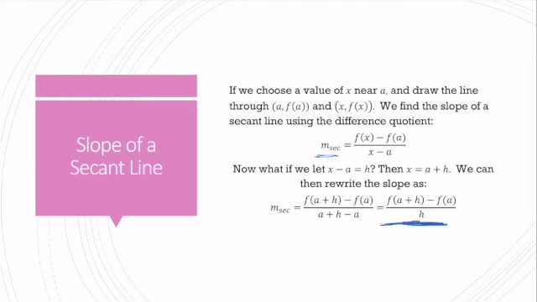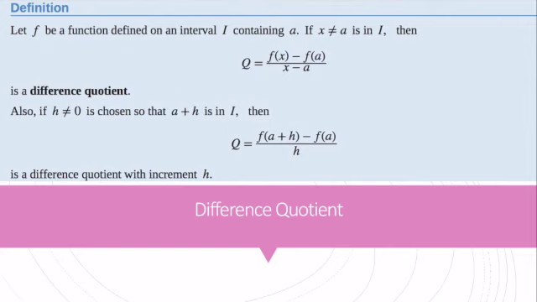So here's the formal definition of a difference quotient. Let a function be defined on an interval I containing a. If x doesn't equal a, x in I, then we have the following, which is a difference quotient. Also, as long as h doesn't equal 0 and is chosen so that a plus h is in I, then we have Q as the difference quotient with an increment in h. Okay, so the tangent line, friendly reminder, is the limit of our secant line.